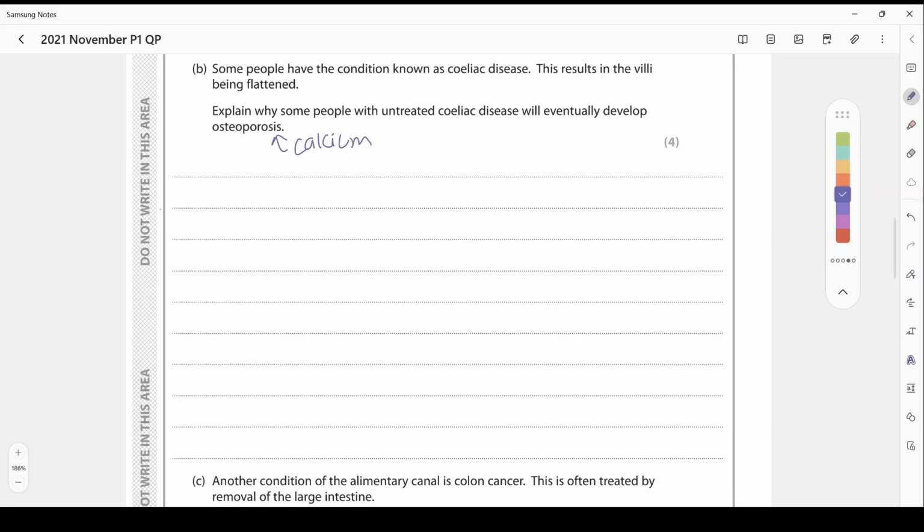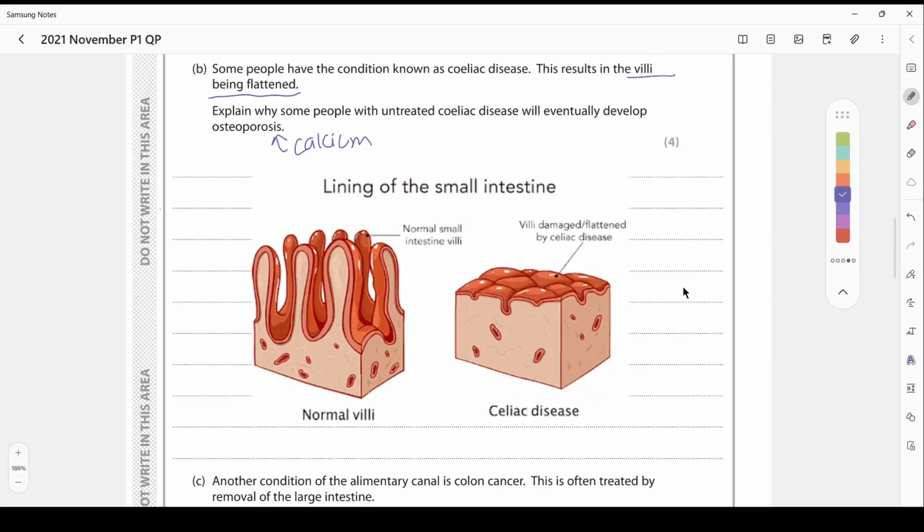Right, and so if a person has celiac disease, it says that their villi are flattened. Let me just include a diagram of the villi. So I've included a diagram here. This is what the normal villi would look like, and you can see your villi are basically these finger-like projections, and that would increase surface area for absorption of these nutrients. However, if a person has celiac disease, their villi get damaged, they get flattened, and so that reduces the surface area for which you can absorb the nutrients, which means in this case, it reduces the ability of the small intestines to absorb calcium. So let's write that down.